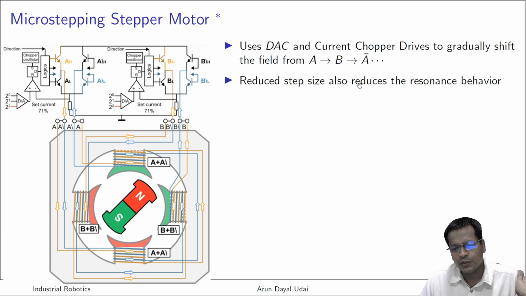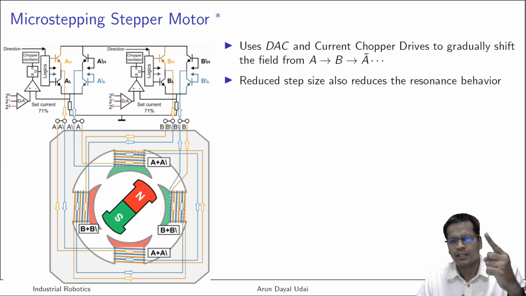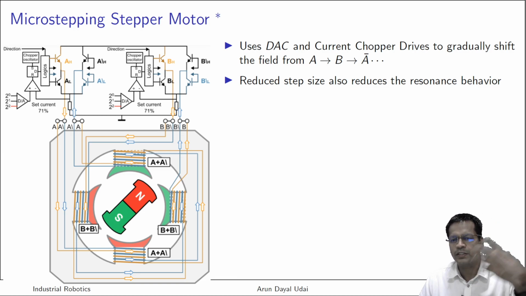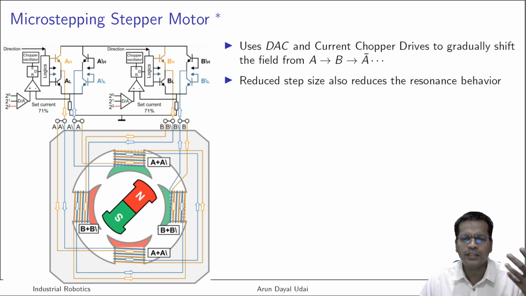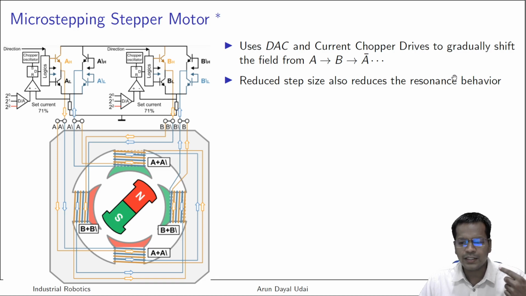Reduced step size also reduces the resonant behavior. What is resonant behavior? Stepper motors run abruptly, okay, tuck, tuck, tuck, tuck, and so on and so forth. So what wrong can happen is that your equipment has its own natural frequency. If that frequency matches with the step frequency, it becomes resonant. So you see a huge noise that will come out of it, if the equipment starts vibrating. So that resonant behavior can be reduced by using micro stepping motors.